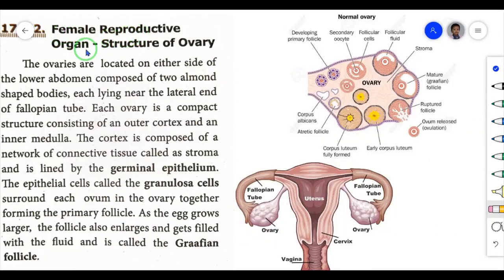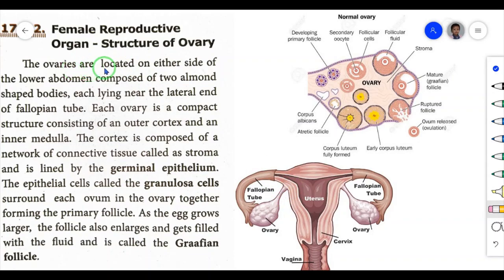Female reproductive organ, structure of ovary. So this is a normal structure of ovary. The ovary is a female reproductive organ. It produces the female gamete, that is known as ovum.